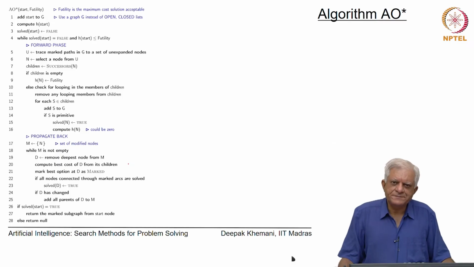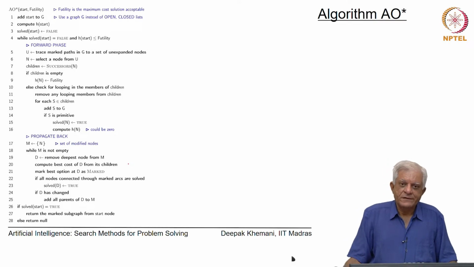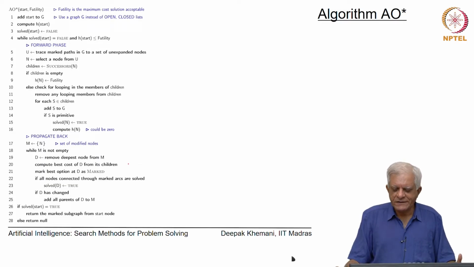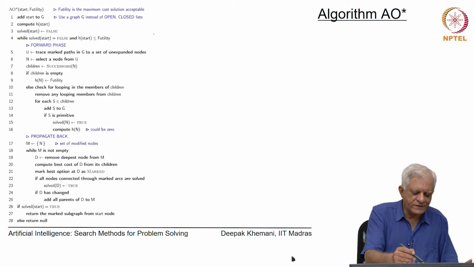So, welcome back. We have been looking at this algorithm AO star, which is used to solve an AND OR graph. And as we discussed in the last session, the algorithm maintains a graph G and it works in two phases.